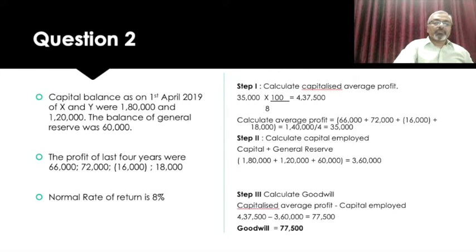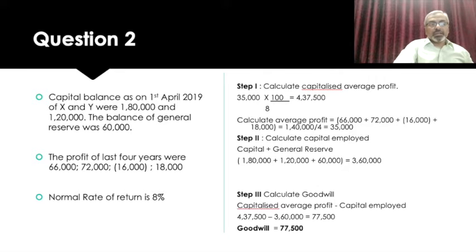Now let us move on to step number 2, where we will calculate the capital employed. Here the capital employed will be the sum total of the capital and general reserve, and that will be 1,80,000 plus 1,20,000 plus 60,000. That will give us a value of 3,60,000. Now we have two numbers over here, that is the capitalized value of average profit 4,37,500 and the capital employed 3,60,000. We will deduct both and find out the goodwill.